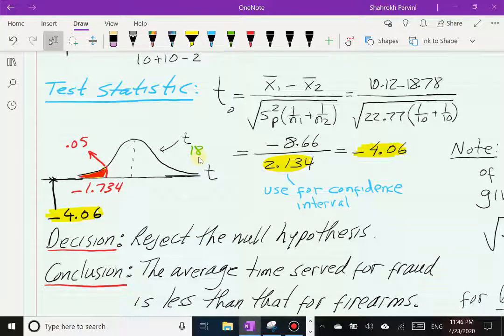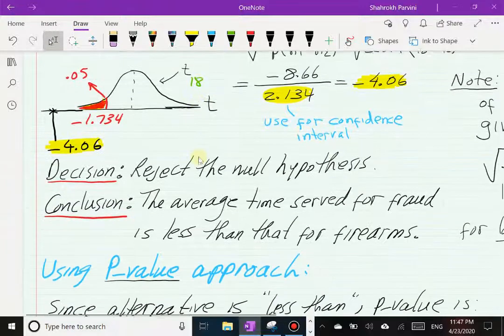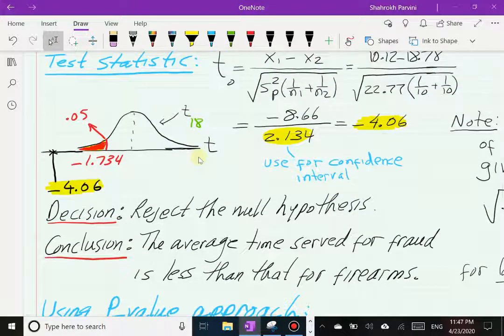But anyhow, what is our decision and what is our conclusion? The decision is pretty generic. Your decision is always: do you reject or do you not reject? That's your decision. It's the conclusion where we interpret our decision in the context of the word problem or the research we're doing. So the conclusion here is that the average time served for fraud is less than that for firearms. That's our conclusion, and we're done with that exercise.